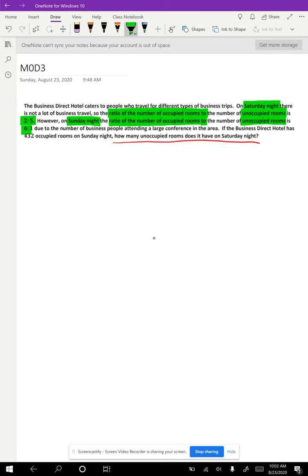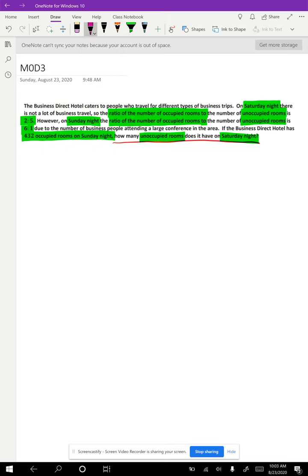Okay, so we have two nights going on. We got Saturday night and we have Sunday night. So apparently there are 432 occupied rooms on Sunday night, and we need to use that to figure out how many unoccupied rooms it has on Saturday night. So I've highlighted that important information so that I can start putting these things into my table.